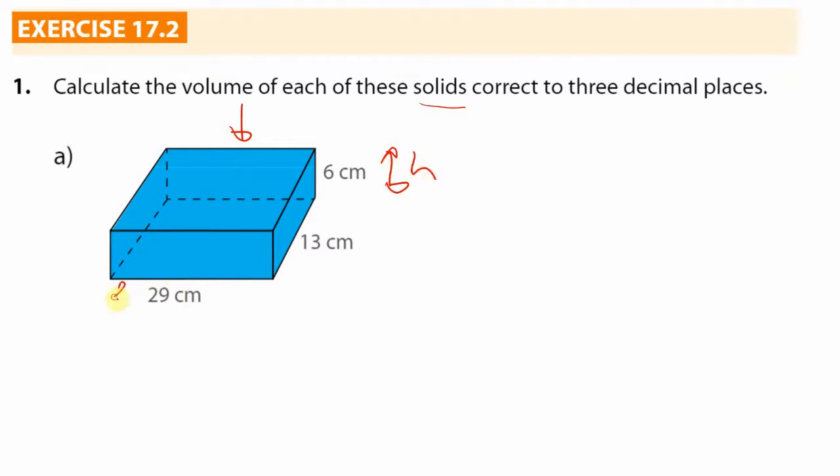So this is the length and this is the width. Therefore volume is area of base times perpendicular height.